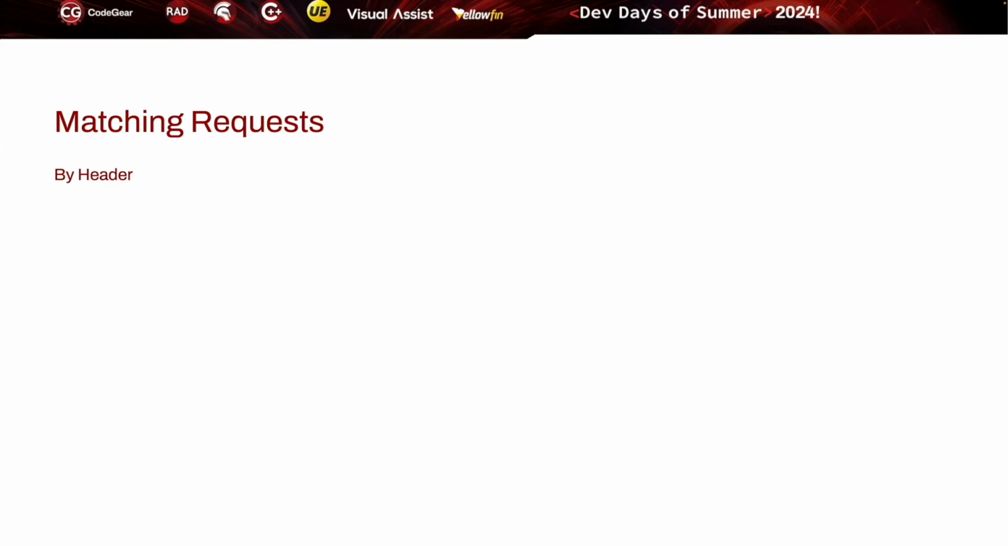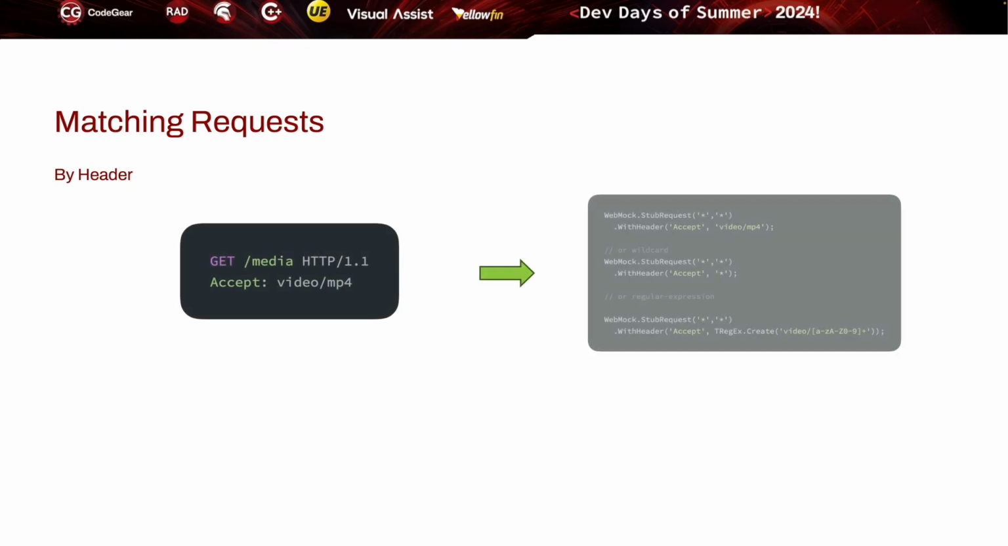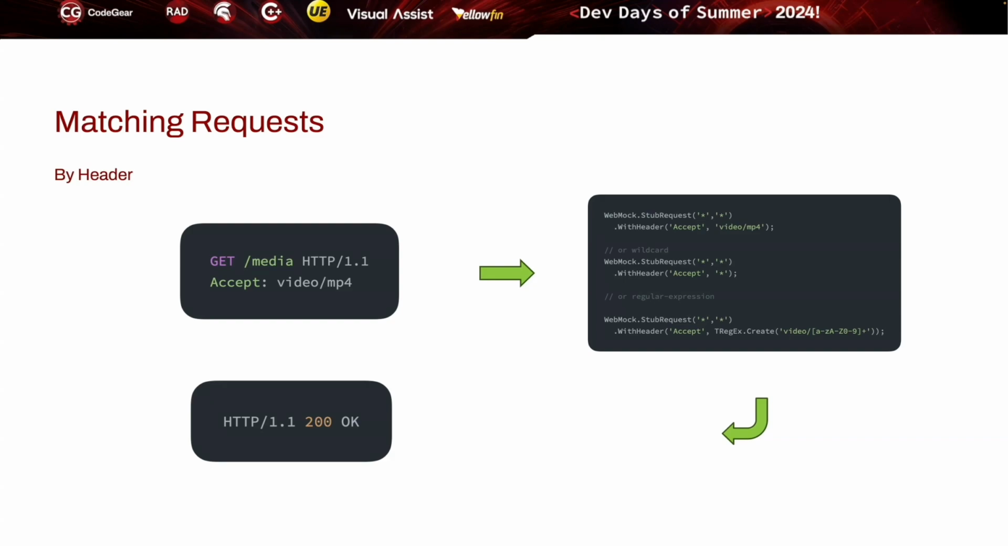The next is by header. So we want to be able to match when specific headers come in, and we can do that very much the same. So with header accept video MP4. We can do wildcard accept *. We can do with header accept a regular expression, as we can see here. I've created a regex there that basically says anything that's prefixed with video and has letters and numbers as the second part of the accept header, we match.